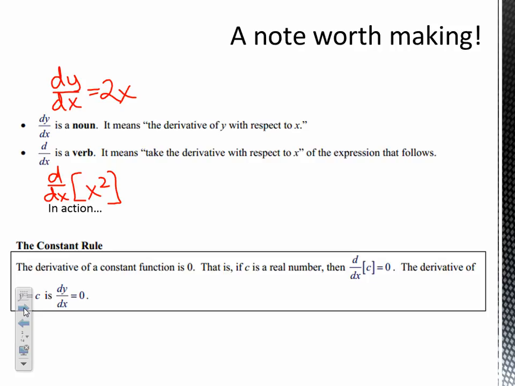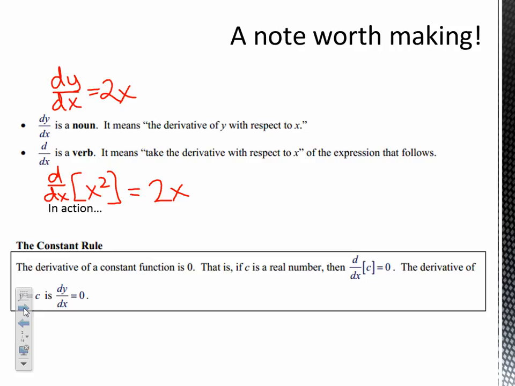So the bottom one is what we've been doing. They're both what we've been doing, just two different notations. This one means the derivative equals 2x. This one means take the derivative with respect to x of x squared, and it would be 2x. So the first one is saying 2x is the derivative, and the second one is saying find the derivative? Yes. Very good.